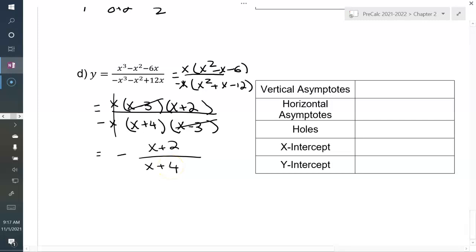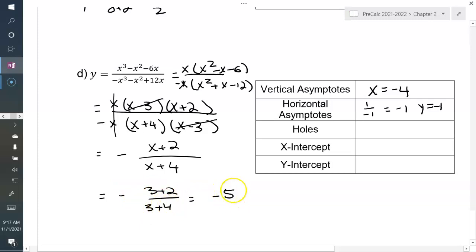All right, vertical asymptotes. Well, I have one at x equals negative 4. Horizontal asymptotes, numerator and denominator were both third degree. So I do 1 over negative 1. So I have a horizontal asymptote at y equals negative 1. Holes, my x minus 3 canceled out. So plug in a 3. I have a negative 3 plus 2 over 3 plus 4, negative 5 over 7. So I have a hole at 3 and negative 5/7.